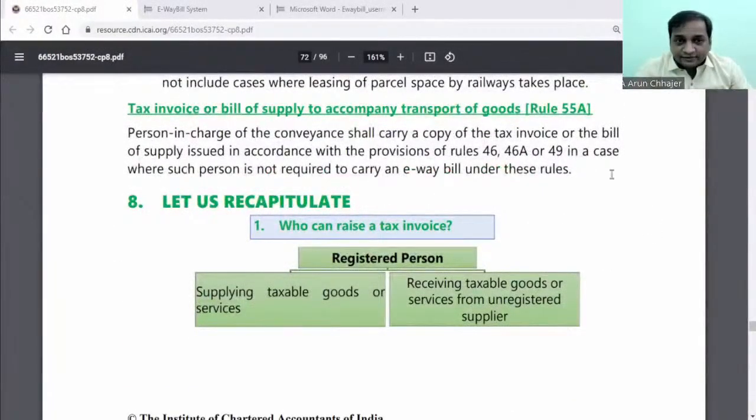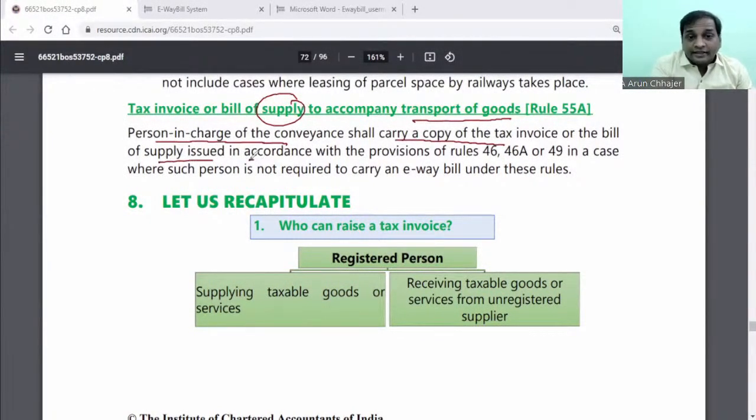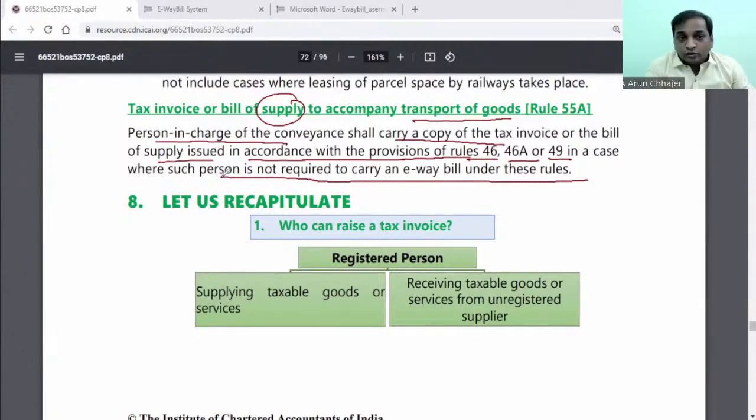So by this rule 55A, tax invoice or bill of supply to accompany the transportation of goods. The person in charge of the conveyance shall carry the copy of the tax invoice or bill of supply issued in accordance with the provisions of rule 46, 46A, 49, where such person is not required to carry an Eway bill under these rules. So because of any reason, there is no requirement of Eway bill. For example, if I am moving completely exempted items, would I be required to carry the Eway bill? Answer is no. Then it has to be accompanied by the proper document. Rules 46, 46A, 49, all these rules we have discussed in the last class.